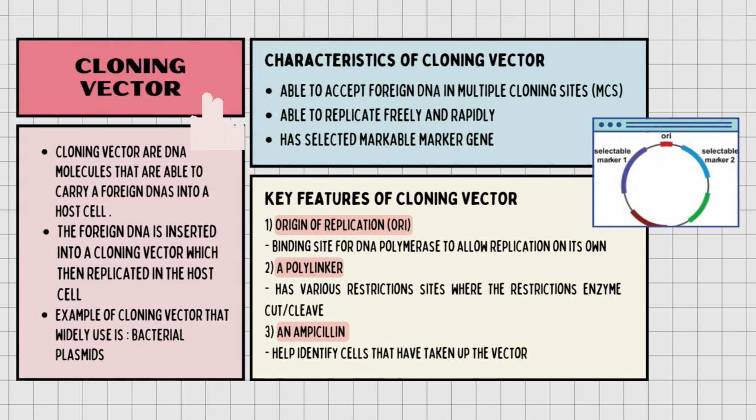Next is cloning vector. This vector we call as rumah singgah because they are able to carry a foreign DNA into a host cell but can't stick with them all the time. Sad, huh? So, an example of cloning vector that we use widely is bacterial plasmids. The foreign DNA is inserted into a cloning vector which then replicates in a host cell.